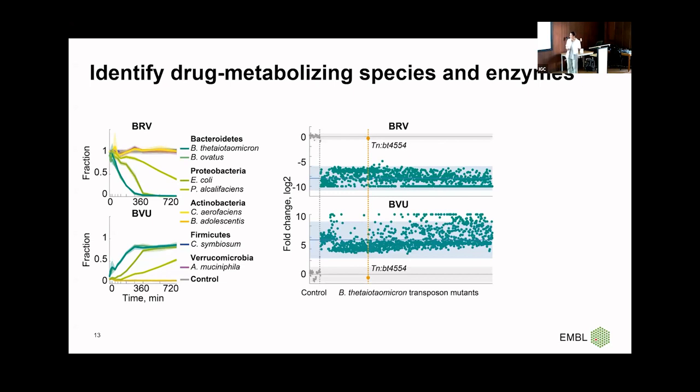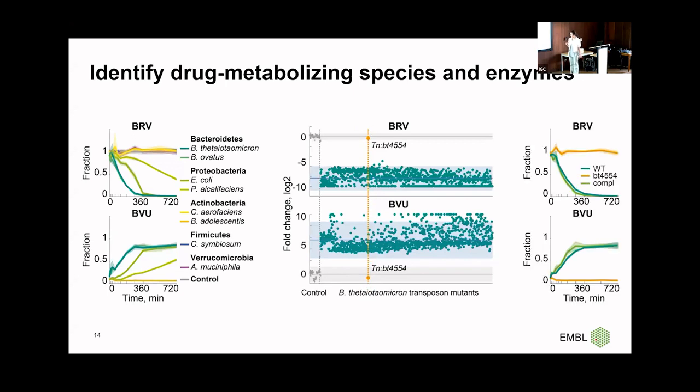For Bacteroides thetaiotaomicron, we have a transposon library in the lab where we have several thousands of strains with random mutations in different genes in this bacterium, and we incubated this library with the drug and found one clone here in orange that lost the capacity to convert drug to metabolite.